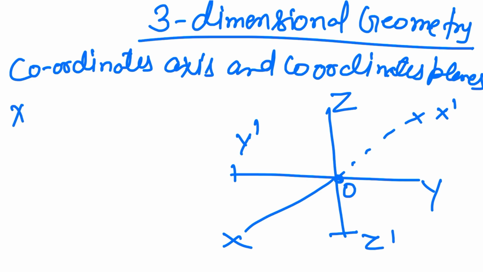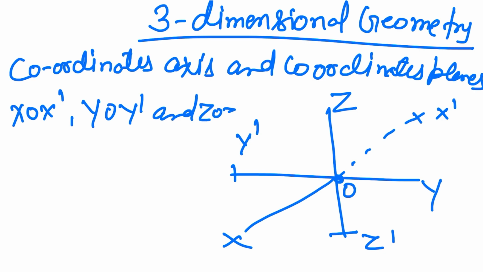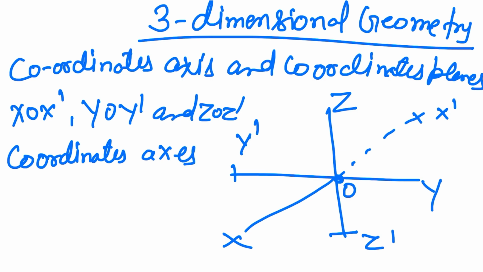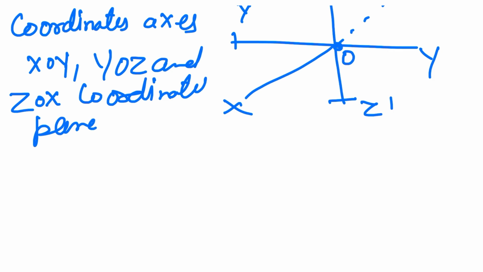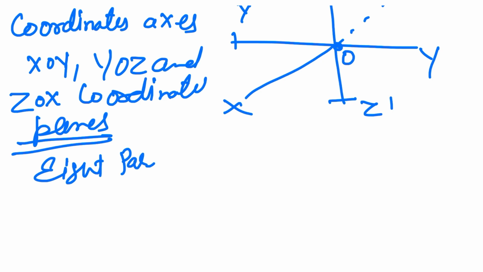So XOX dash, YOY dash and ZOZ dash are three mutually perpendicular lines and are called coordinate axes. And the planes XOY, YOZ and ZOX are coordinate planes. These coordinate planes divide space into 8 parts, which are called octants.